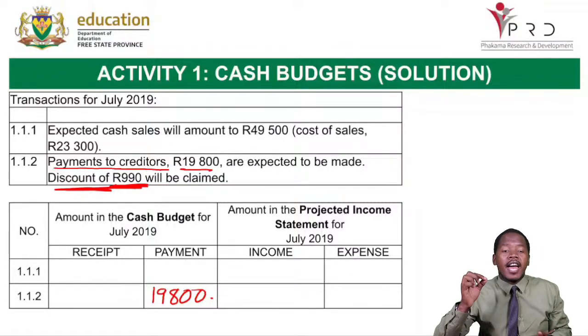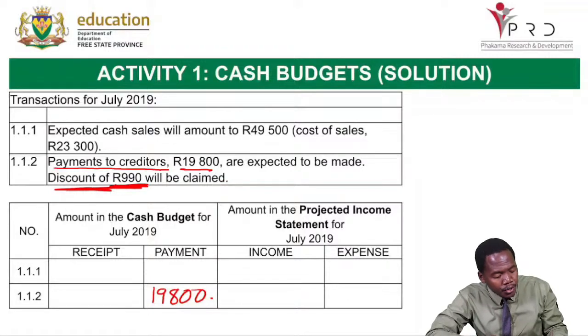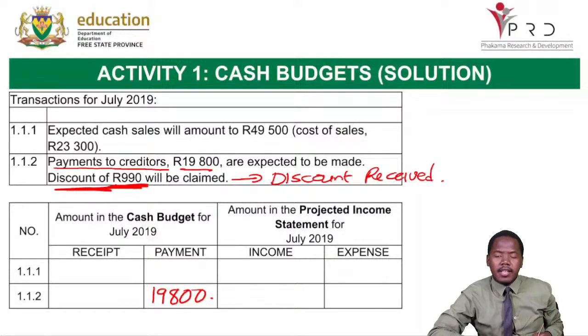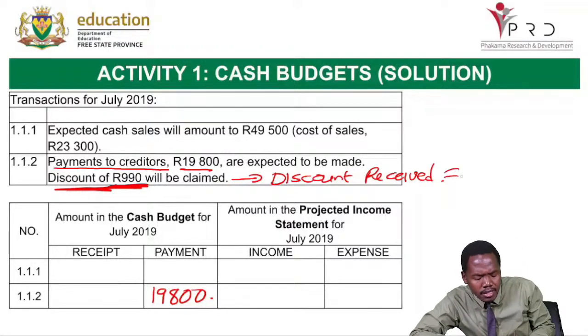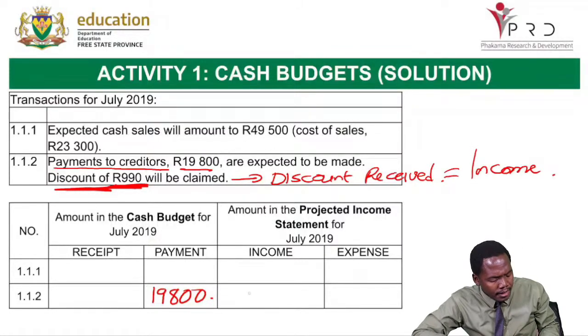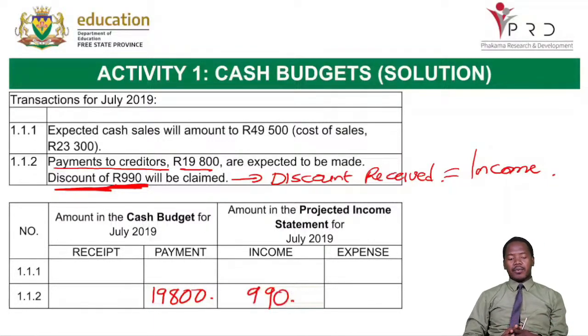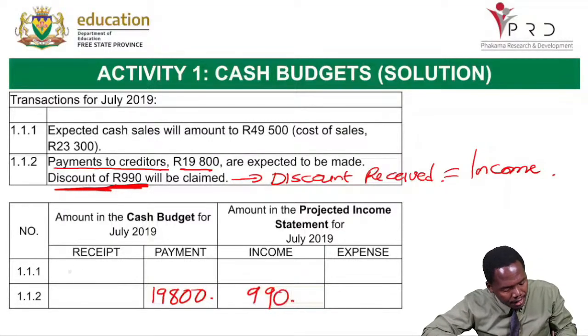So meaning we are now going to record it under your discount that you are going to receive as the business. So this is your income. So it will come under incomes, 990. Okay, that is the discount we are going to be claiming. I hope everyone is fine.